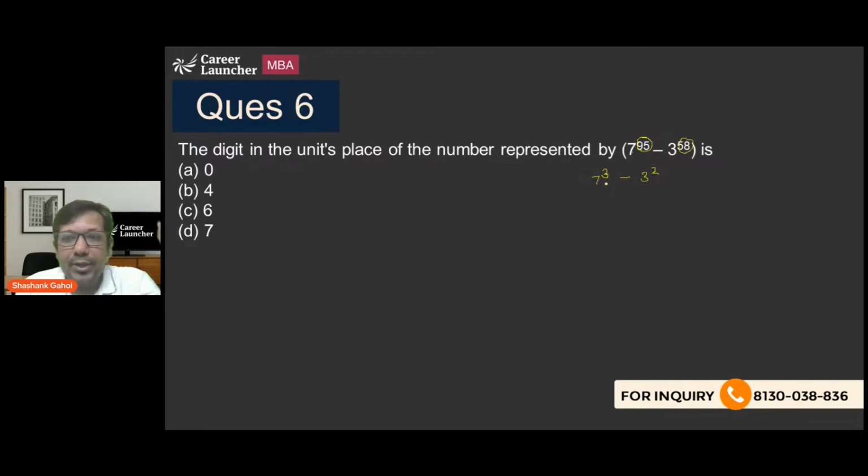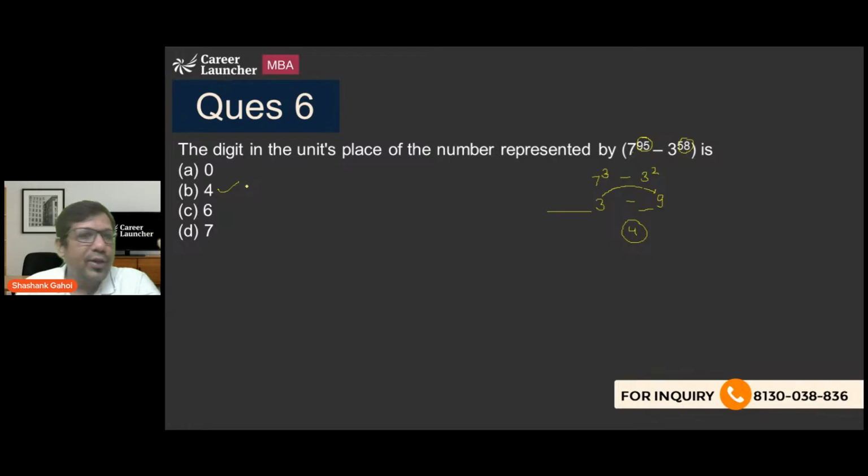So 7 power 3 unit digit is going to be 3. 7 cube is 343. 3 square unit digit is 9. So anyhow before 3 we are going to have some part. Before 9 we are going to have some. So when I am going to subtract this from this, what should be the unit digit? That should be 4. So answer of this question is going to be option B.